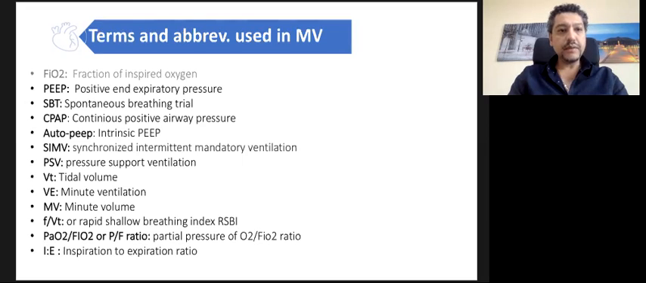So we'll go to the next key point, which is the terms and abbreviations used mainly in mechanically ventilated patients. We hear a lot about the fraction of inspired oxygen, FiO2. How can we wean off the patient by reducing it gradually? PEEP, which is positive end expiratory pressure. Spontaneous breathing trial, the SBT. We will talk a lot about this during this lecture, so remember the abbreviation as well. CPAP, or continuous positive airway pressure, is part of the weaning and a mode of weaning as well.